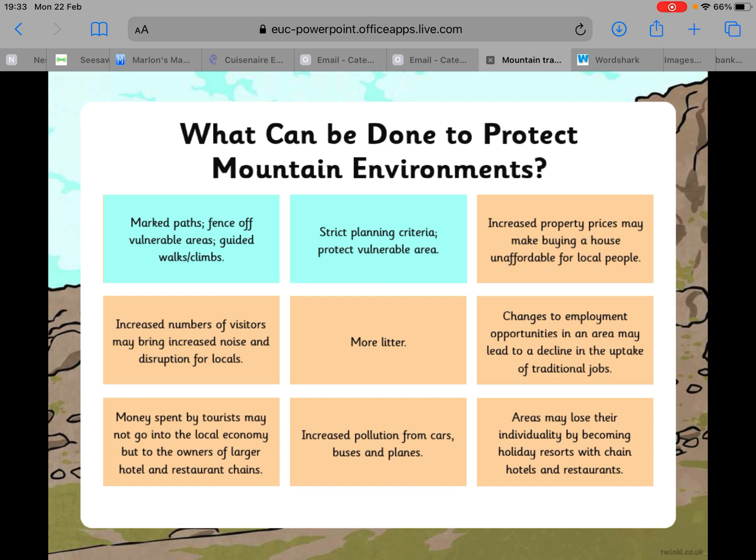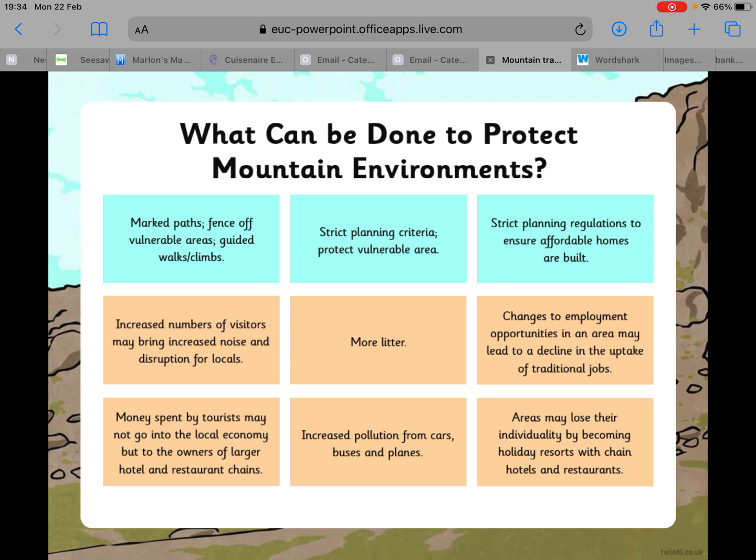Now, sometimes when lots of people want to live in an area, it means that the houses get really expensive. And then the people that have always lived there, the local people, can't afford to buy houses anymore. You need to make sure that there are strict planning regulations so that there are still affordable homes being built for local people.